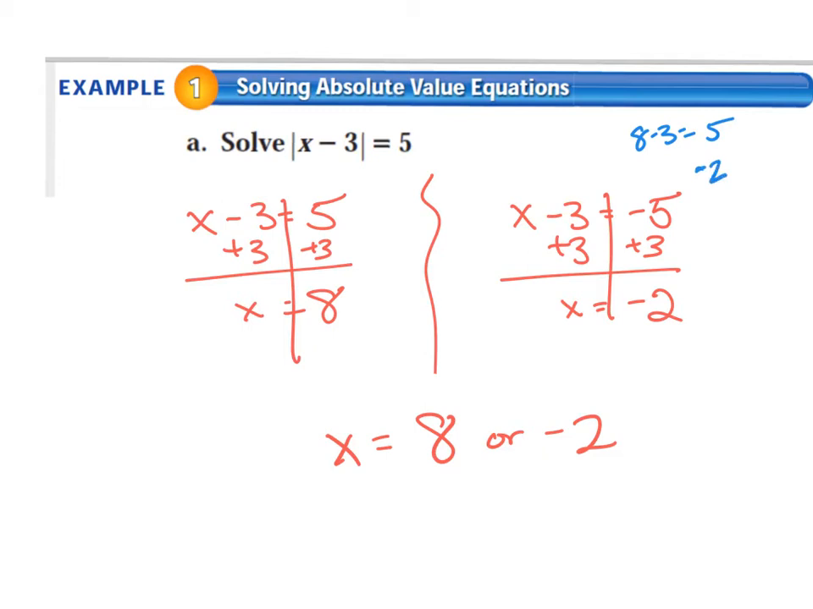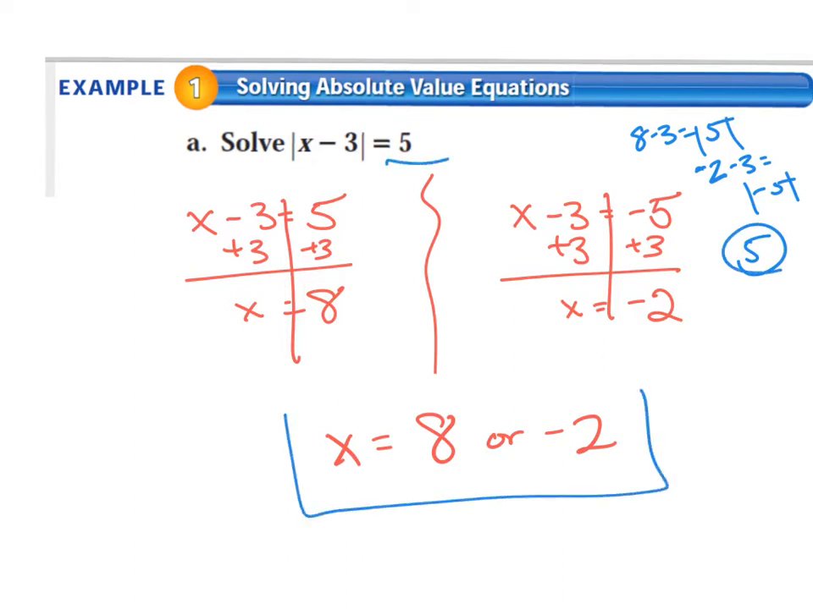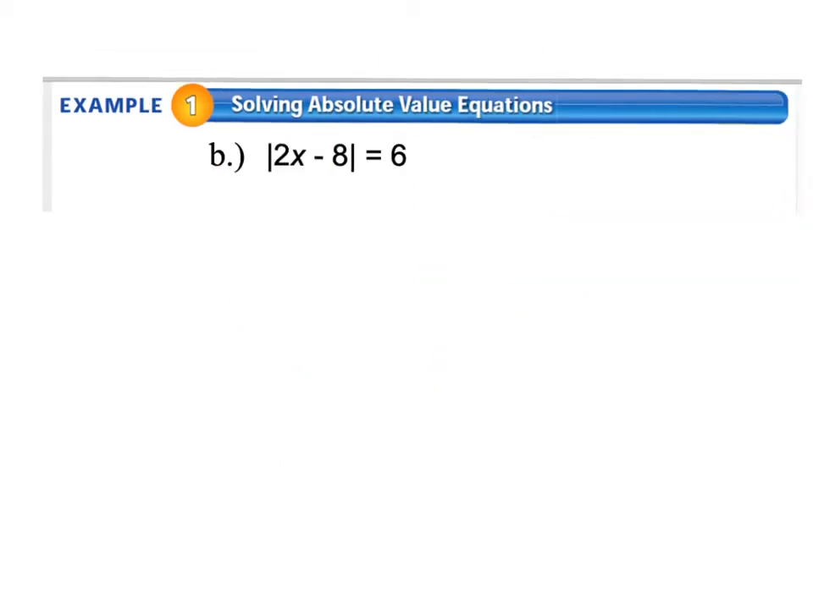Negative 2 minus 3 equals a negative 5. Both of those have an absolute value of 5, which is what we're asking for. So we have 2 answers. And let me be very clear. If you do not have 2 answers, I'm going to mark it wrong. Otherwise, it's solving equations like I normally would. Let's do another one.